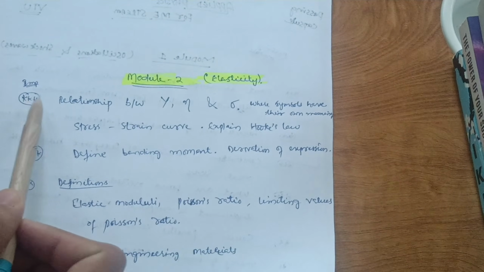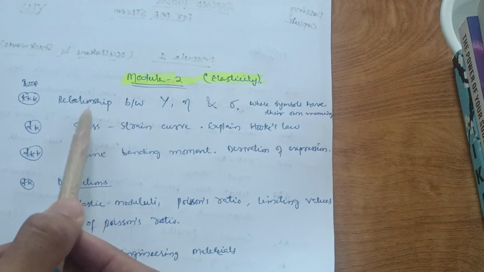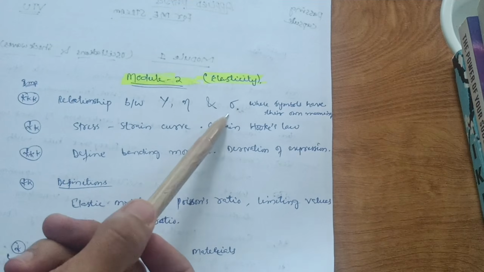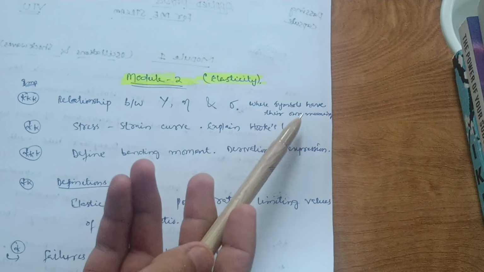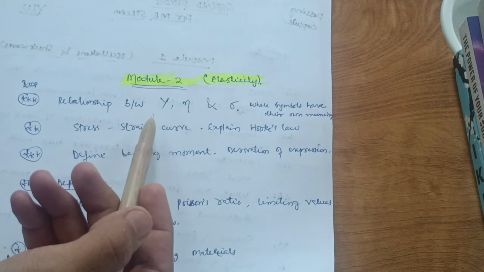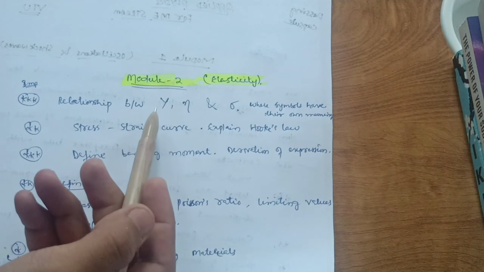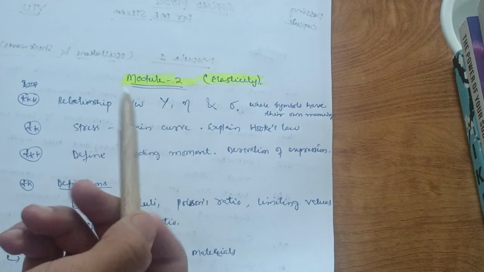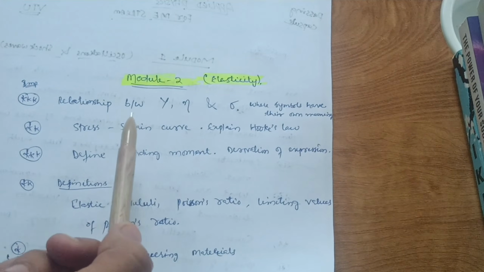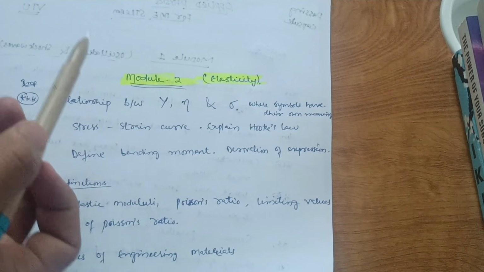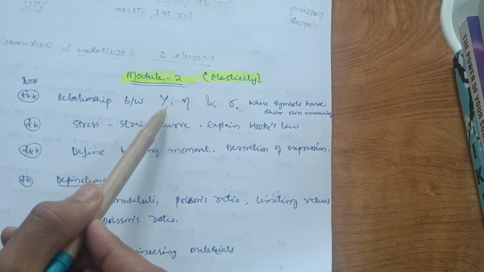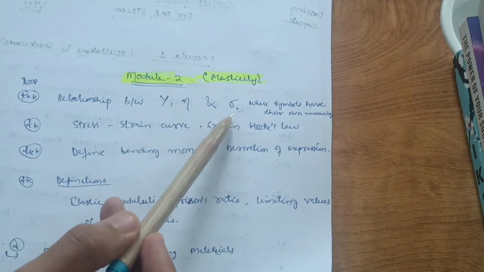The most important question is the derivation of the relationship between Young's modulus, rigidity modulus, and Poisson's ratio, where symbols have their own meanings. It will be the question like that. There was also another derivation in the 2018 scheme, bulk modulus, Young's modulus, and Poisson's ratio, but this time they have not mentioned it in the syllabus. They have simply written to mention the equation. You have to only mention that particular relationship, no need to derive the equation. So you have to derive only Young's modulus, rigidity modulus, and Poisson's ratio.